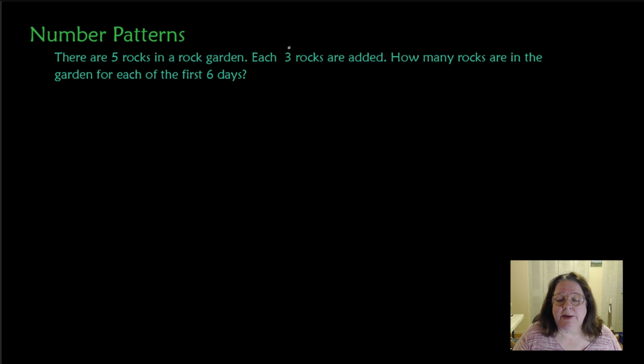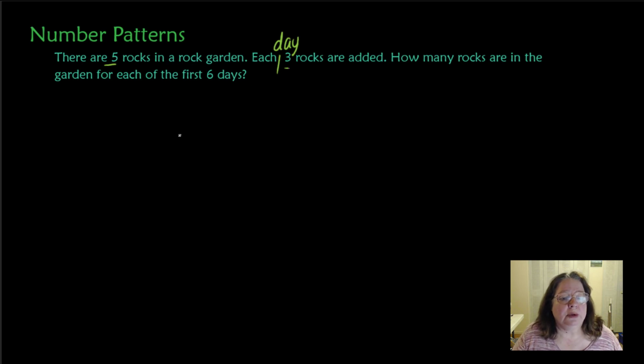Each, well, that should say day there. Each day, 3 rocks are added. How many rocks are in the garden for each of the first 6 days? There are 5 rocks in a rock garden, so we're starting with the number 5. Each day, 3 rocks are added. How many rocks are in the garden for each of the first 6 days?